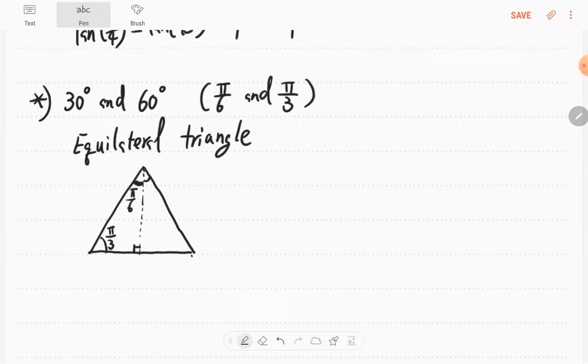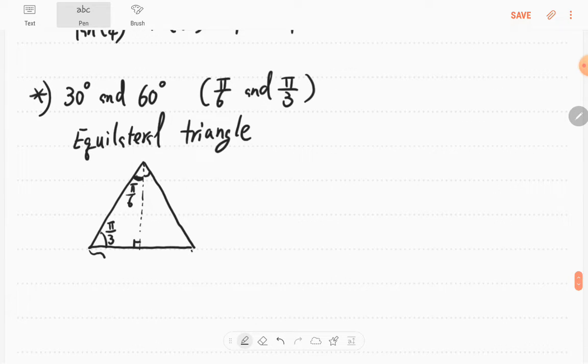Okay, if we set this part to be 1, since this is the middle point, right? So this side should be equal to 2. This is an equilateral triangle, so each side is exactly the same, so this side is 2. Okay, so we can use the Pythagorean theorem to calculate this side. This side is square root of 2 squared minus 1 squared, which is square root 3.